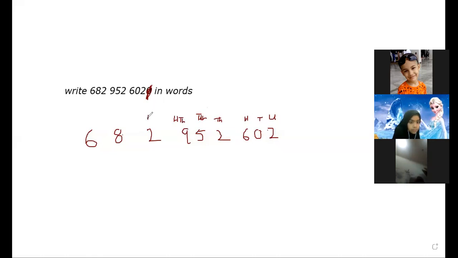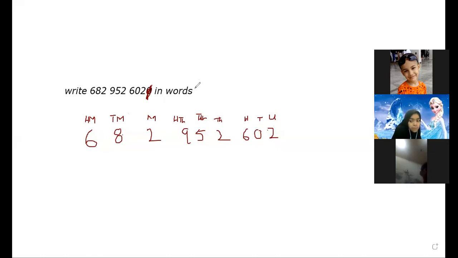And then it becomes million. In 1 million, how many digits do we have? 1, 2, 3, 4, 5, 6, and 7. The next one is 10 million, and the last one is 100 million. In 100 million, how many digits do we have? 1, 2, 3, 4, 5, 6, 7, 8, and 9. In 100 million, we have a 9-digit value.